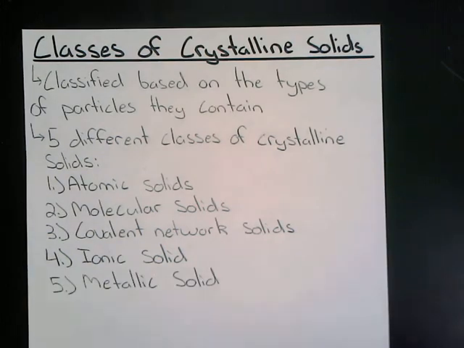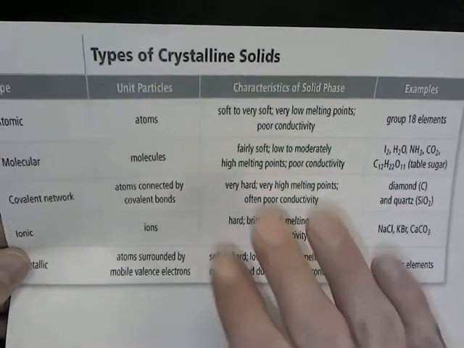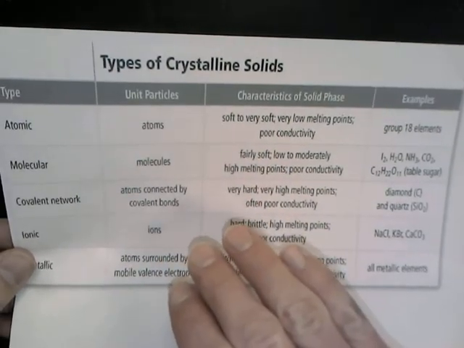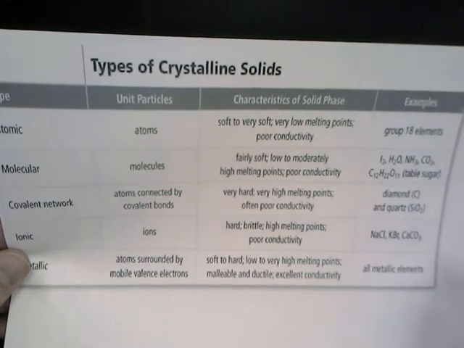Now we'll go through each of these classes of solids, but what I've provided for you in the notes is this chart that summarizes each of those 5 categories that I just listed. It tells you what kind of unit particle each has, what some of the characteristics are, and some examples. So we'll start out by talking about atomic solids.